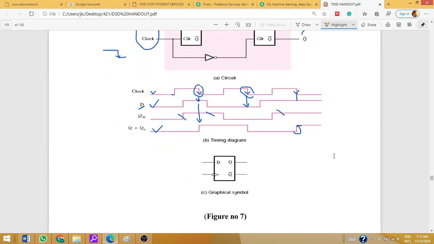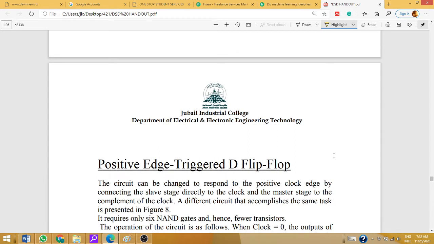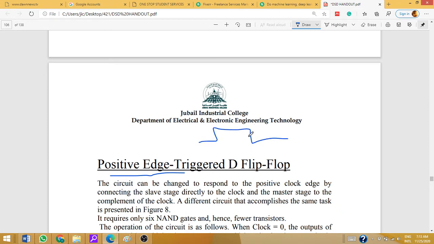Second flip-flop is here. It is the positive edge trigger flip-flop. Exactly like negative edge, but now what will happen? In negative edge, it is depending on the falling edge. In positive edge, the output will follow D when we check during the rising edge of the clock. This is the positive edge trigger D flip-flop.